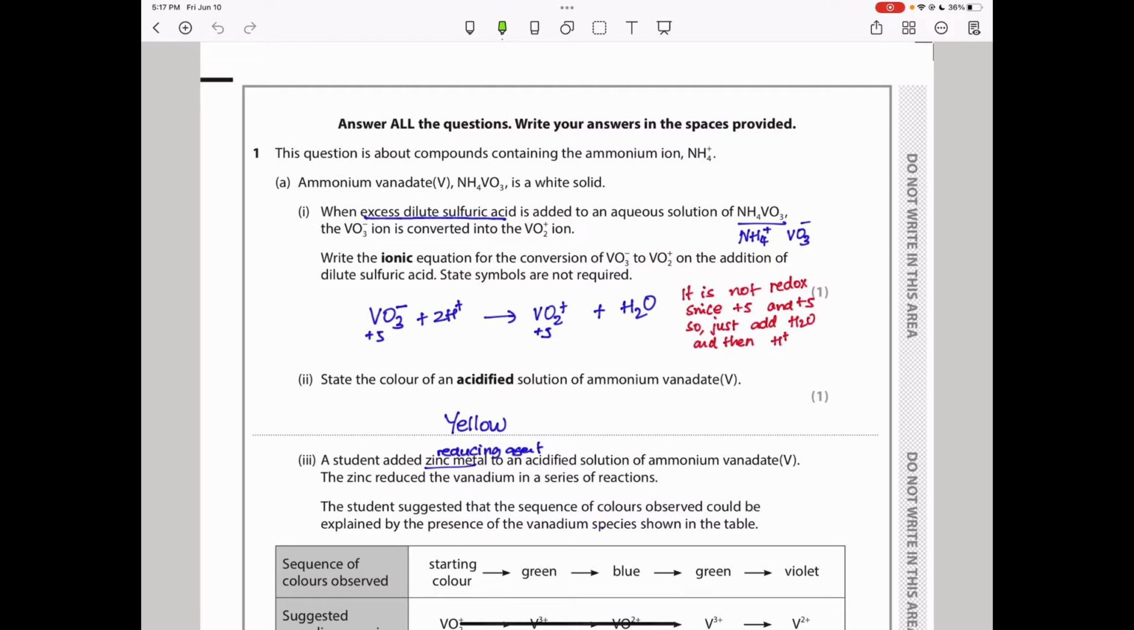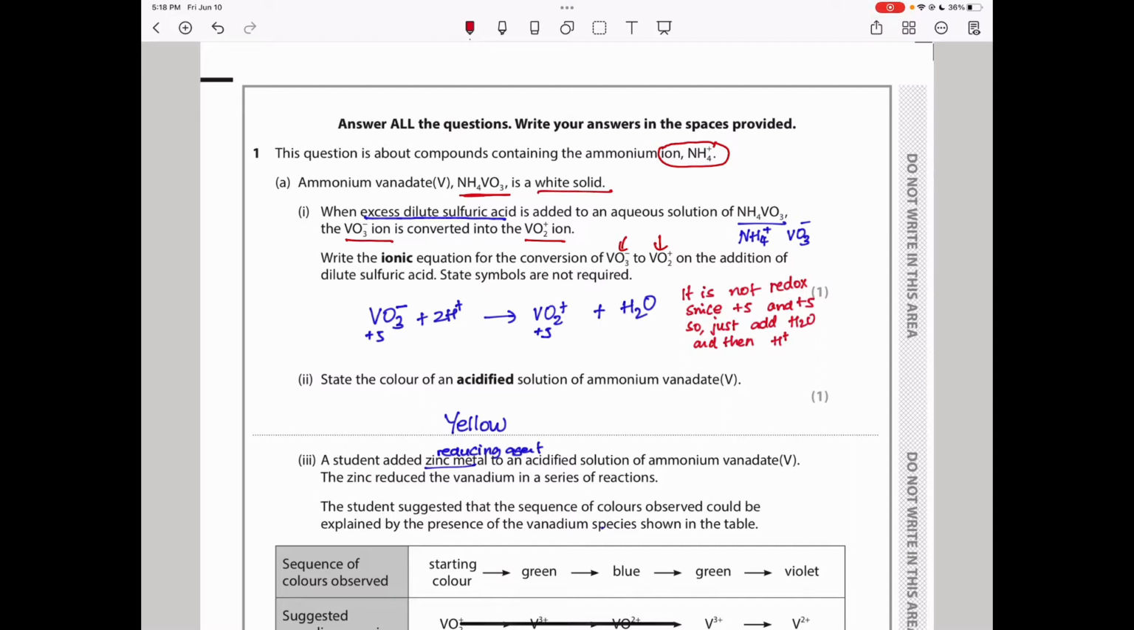This question is about compounds containing the ammonium ion. Of course, the ammonium ion, everybody knows, looks like that. So ammonium vanadate, this one here, is a white solid. When excess dilute sulfuric acid is added to an aqueous solution of ammonium vanadate, here we see one ion converted into this other ion. This is vanadium 5 being converted to another version of vanadium. So write an ionic equation for the conversion of that ion to that ion on the addition of dilute sulfuric acid. State symbols are not required.